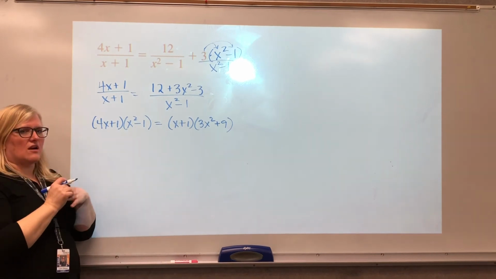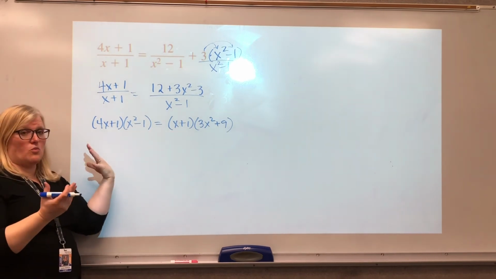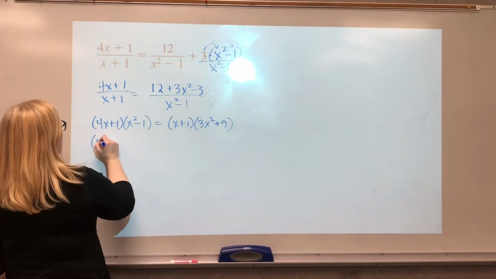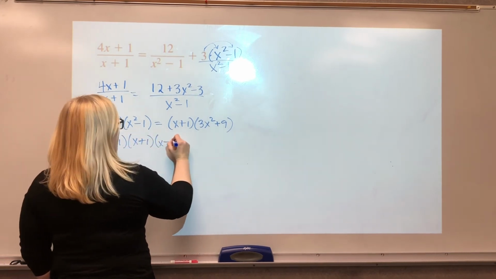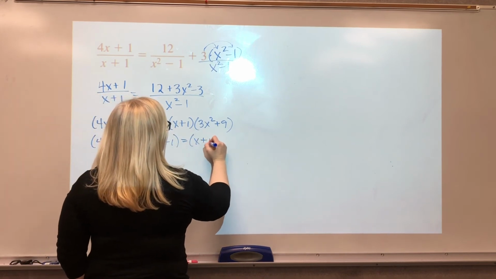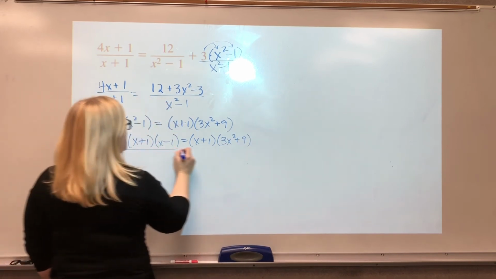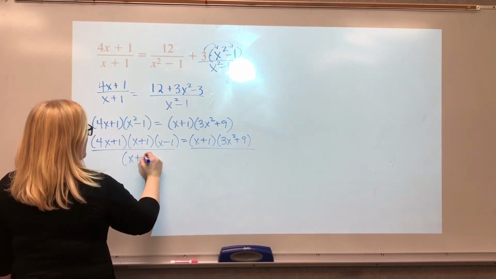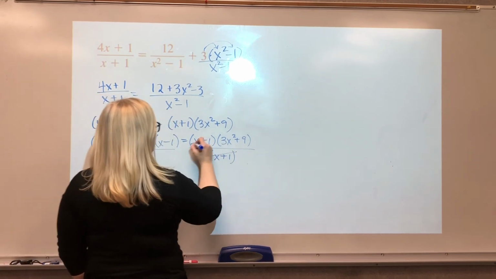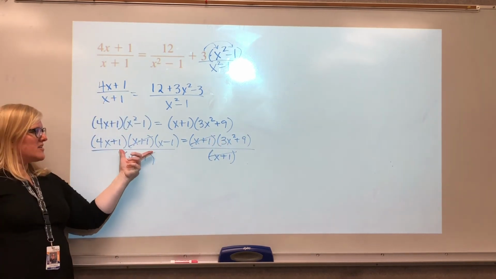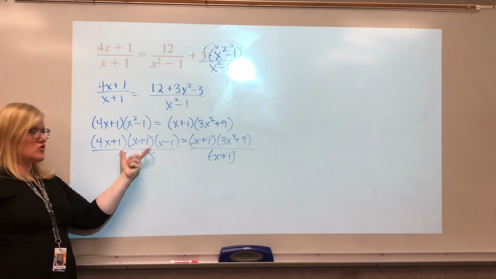Hopefully you'll notice here that when I factor this, I'll be able to divide x plus 1 out of both sides. And that's going to make this one easier too. So this is x plus 1, x minus 1 equals x plus 1, 3x squared plus 9. Divide both sides by x plus 1. Okay, and I'm back to two binomials that I need to FOIL or distribute.